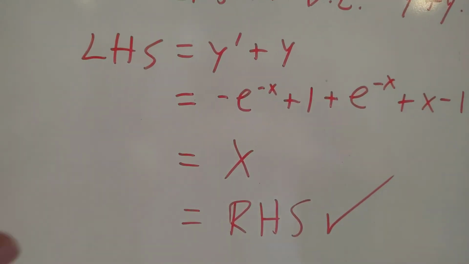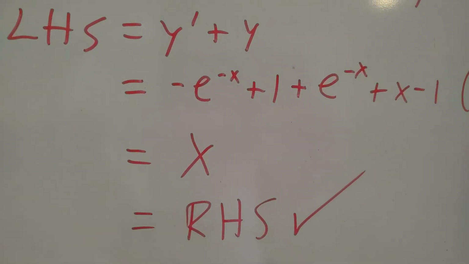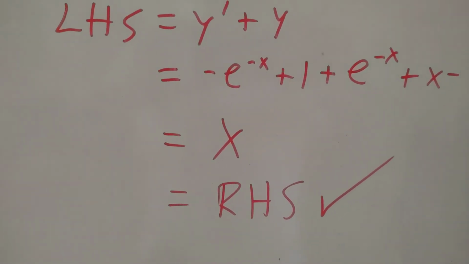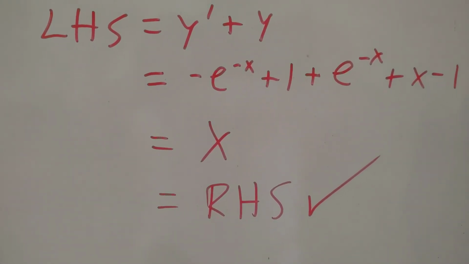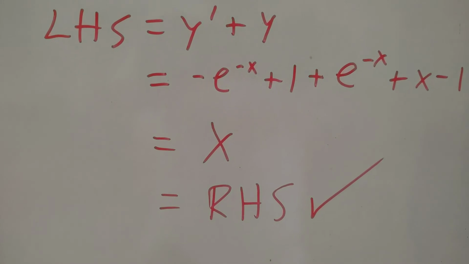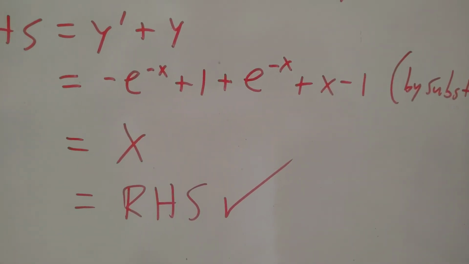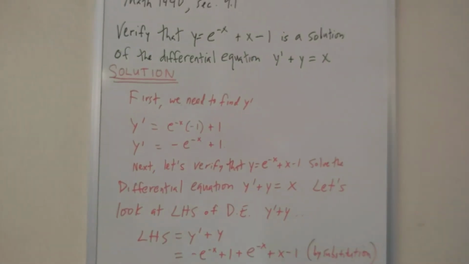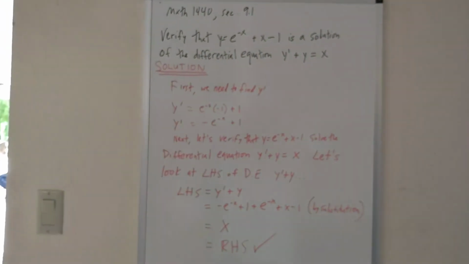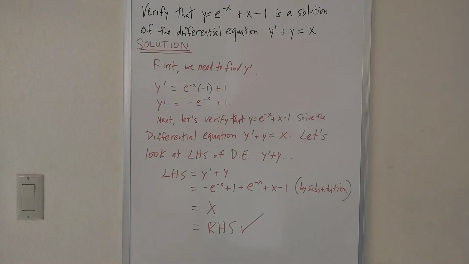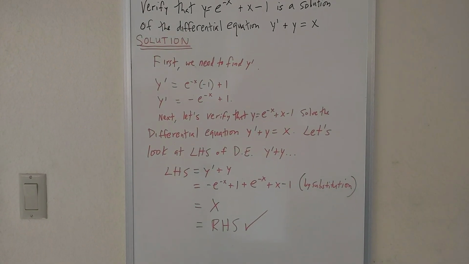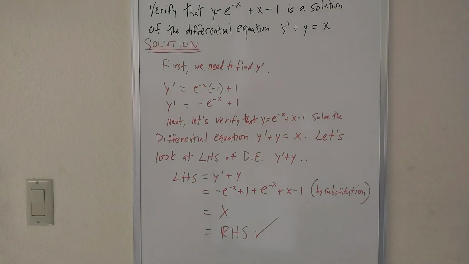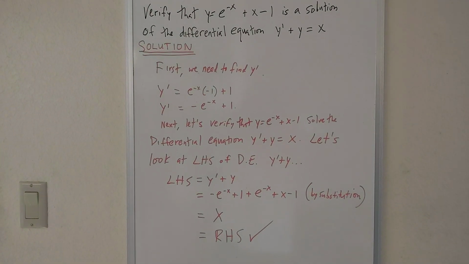Dropping back, we've just shown the left-hand side does equal the right-hand side. So therefore, the value of y they gave us is indeed correct. It is a solution to the differential equation. And we are done. Let me back off a little bit here so you can see the whole thing. Okay, so there's the whole problem. You can click pause if you want.